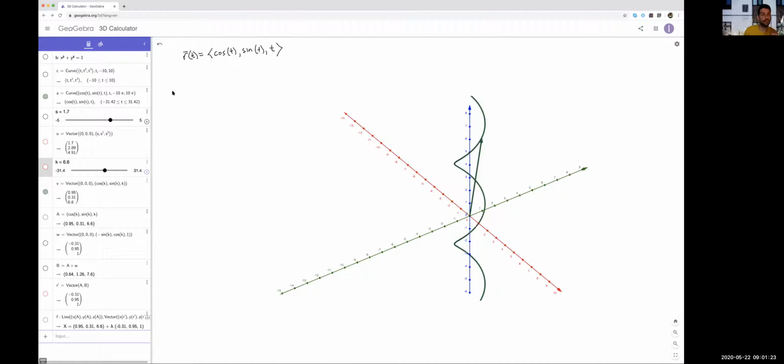What we saw in previous videos is that the derivative of vector functions is a fairly simple process. R prime of t is going to be equal to, we just take the derivative of each component function. The derivative of cosine is negative sine of t. The derivative of sine of t is cosine of t. And the derivative of t is 1.